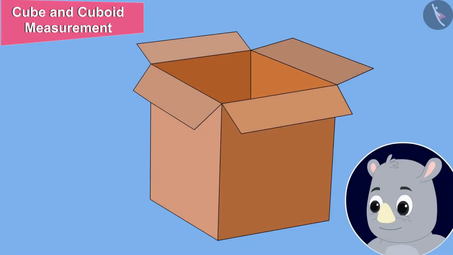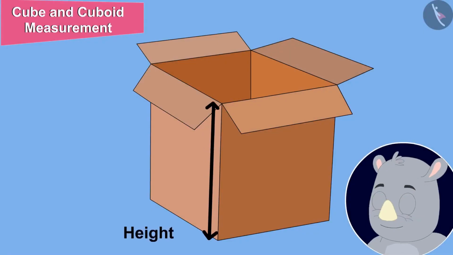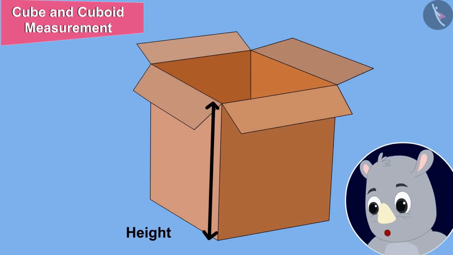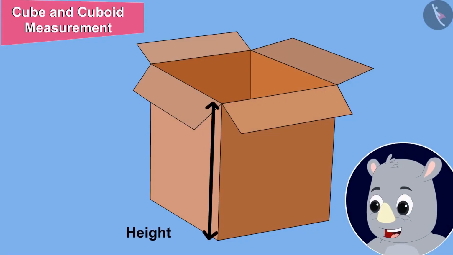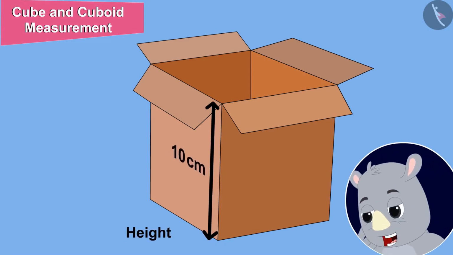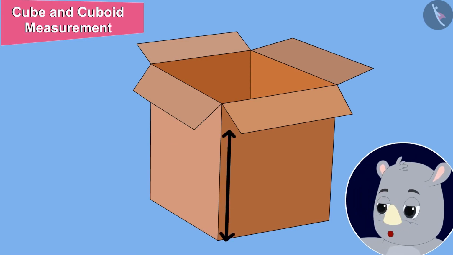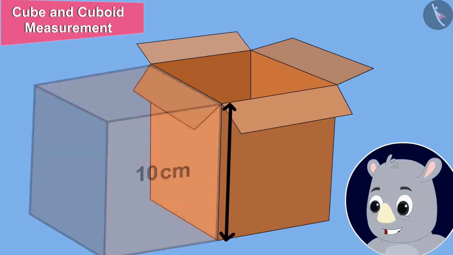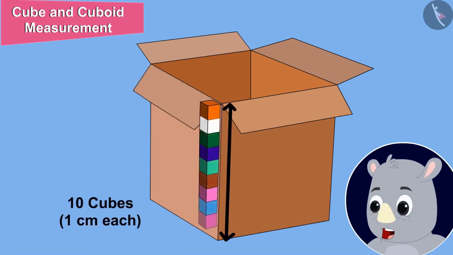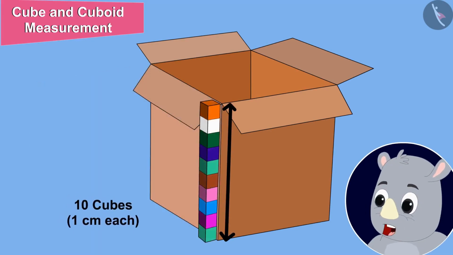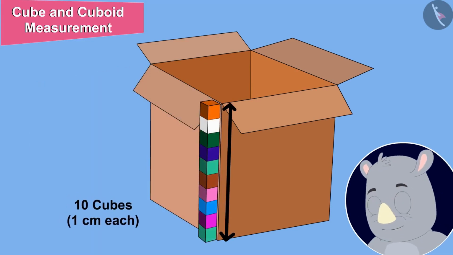Now, Gaggu measured the height of the box. The height of the box is also 10 centimeters. That means the height of the box is equal to 10 cubes of dimension 1 centimeter each.